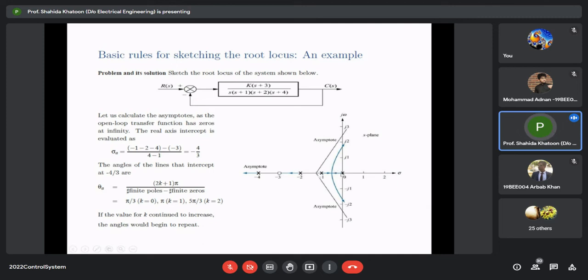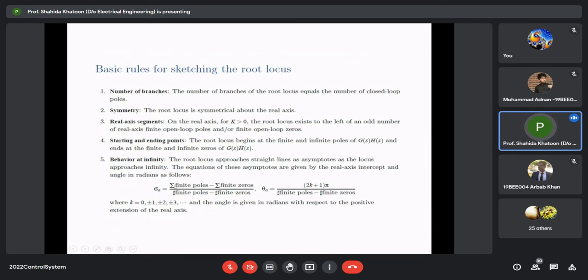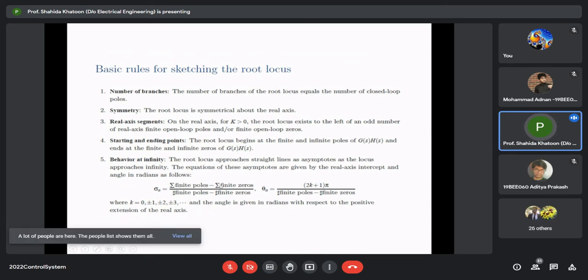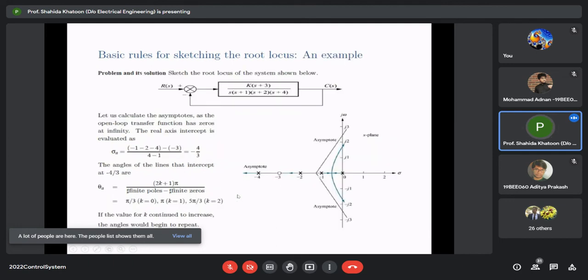And then you have a pole at s equal to 0, at s equal to minus 1, at s equal to minus 2, and at s equal to minus 4. So the next step is to find the point of intersection of the asymptotes. As I have given you the formula, it is the summation of finite poles minus the summation of finite zeros, upon the number of finite poles minus the number of finite zeros.